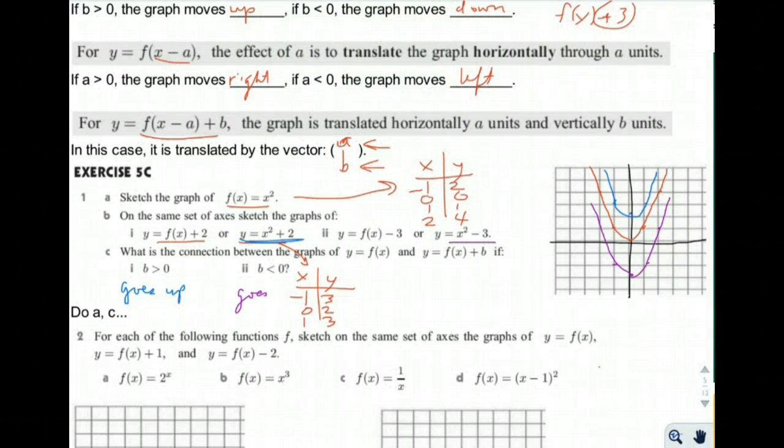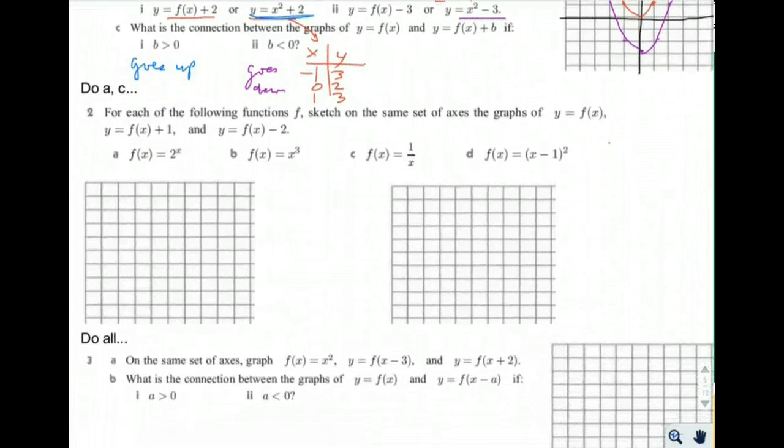Okay. Number 2, for each of the following functions f, sketch on the same set of axes the graphs of y equals f of x, y equals f of x plus 1, and y equals f of x minus 2. We can already kind of predict what's going to happen with these because we just saw that when you have plus 1 or minus 2, that raises the graph by 1 or it lowers the graph by 2 vertically.